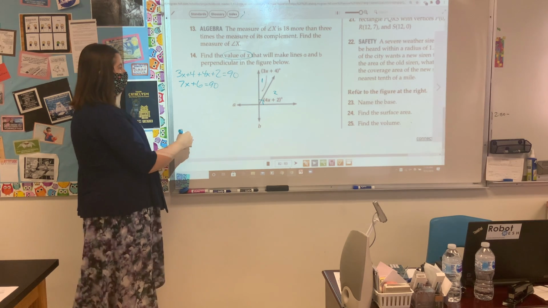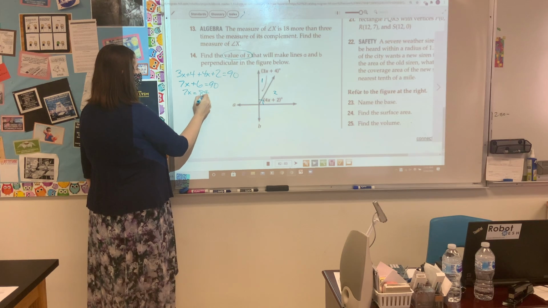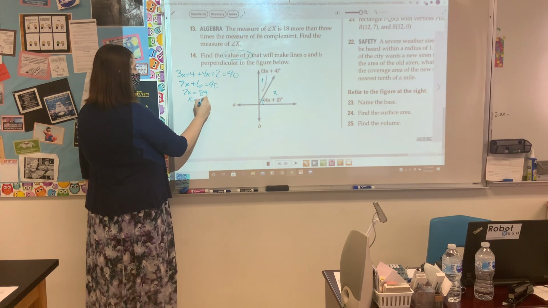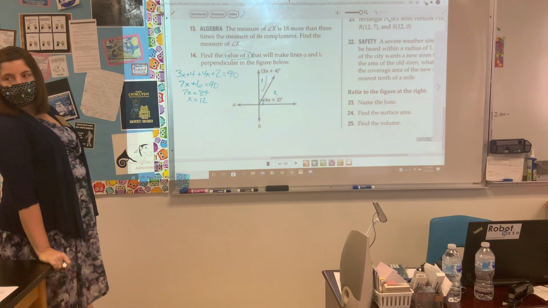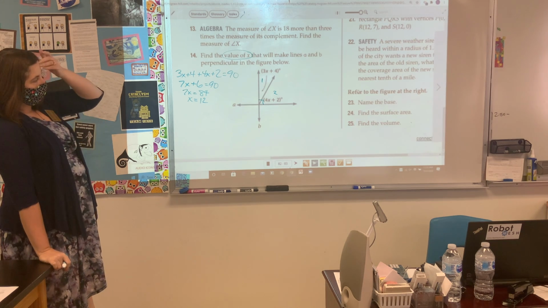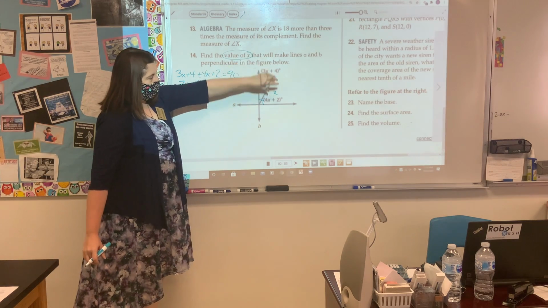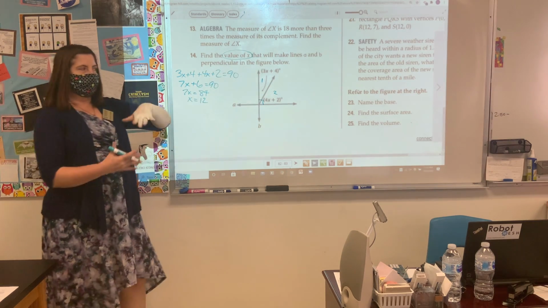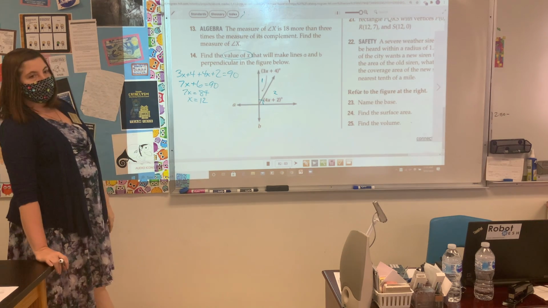Subtract 6 from both sides. So 7x equals 84. Divide by 7, it's 12. What we said is take this measure and this measure, add those together, it's going to equal 90. So x equals 12, and you're done.